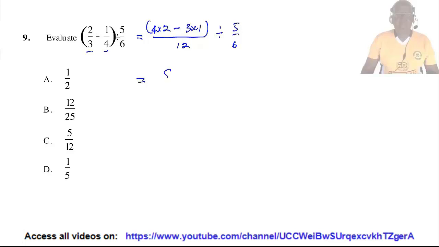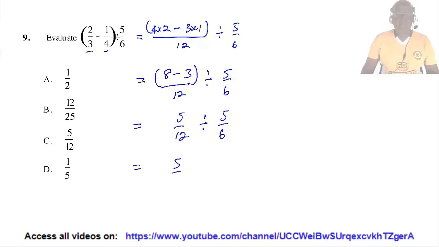So 8 minus 3 over 12, divided by 5 over 6, which equals 5 over 12 divided by 5 over 6. Now for 5 over 12, we shall change the division to multiplication, and therefore we reverse 5 over 6 to 6 over 5. 5 cancels 5. 6 goes here 1, 6 goes here 2. So the answer is a half, which is A.